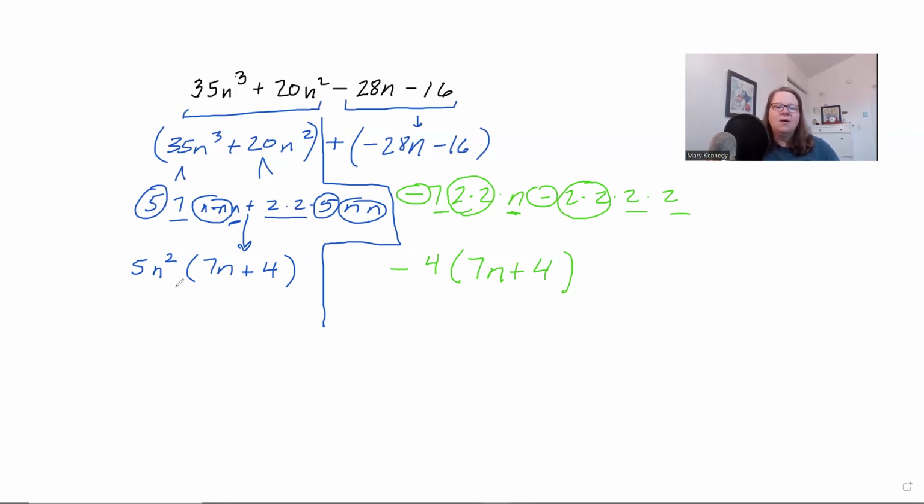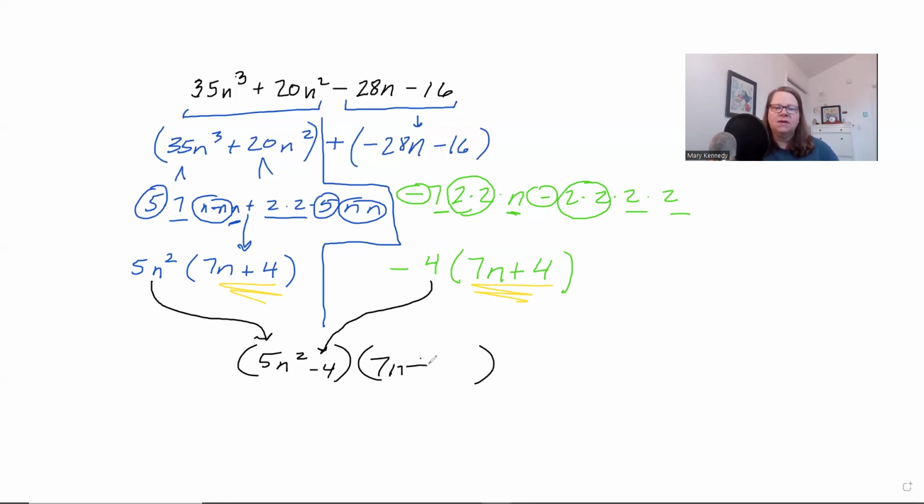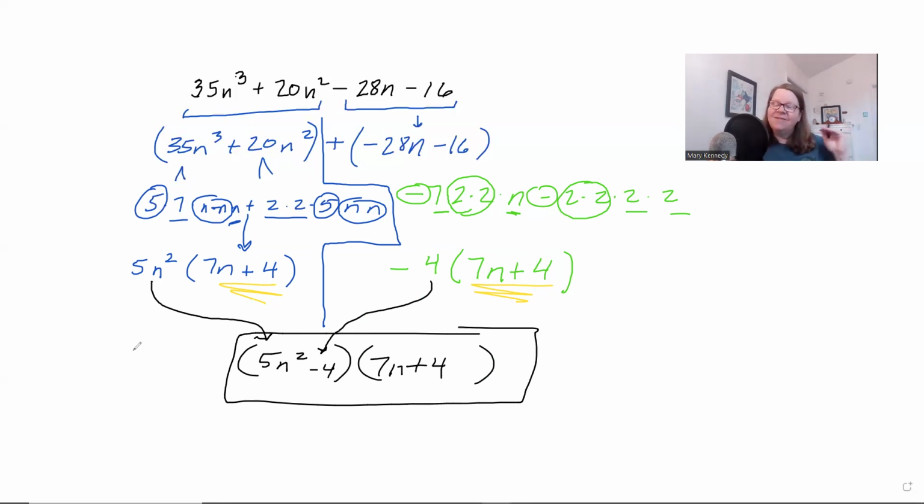Okay, now we're ready to look and see if we have the same thing in both parentheses. So I've got a 7n plus 4 and a 7n plus 4. Yay, that is a really good thing because that means we're ready to write the final answer. So the final answer is going to have 2 parentheses. In the first one, you put the greatest common factors, so 5n squared minus 4. And the second parentheses is just the one that they already have in common, 7n plus 4. All right, that's it. That is factoring by grouping. A little bit different process here, but it works.